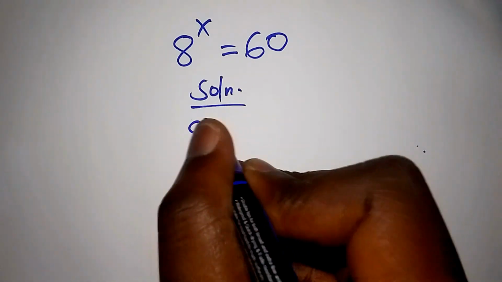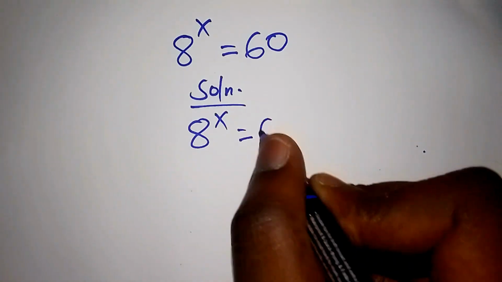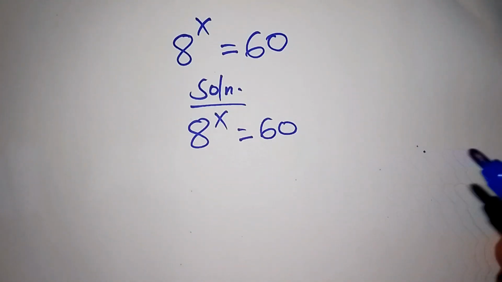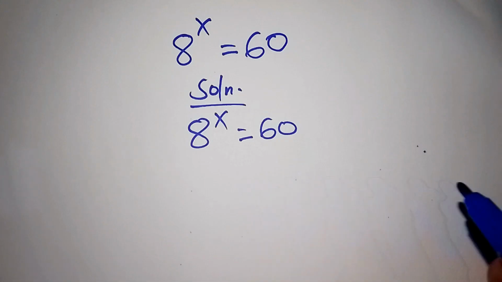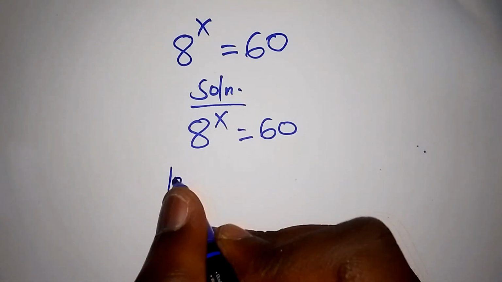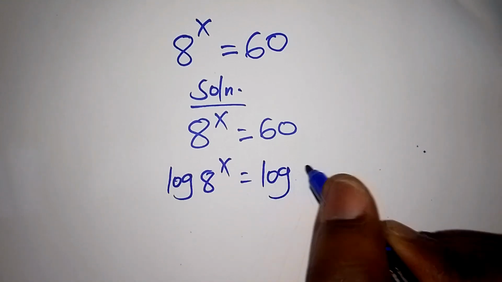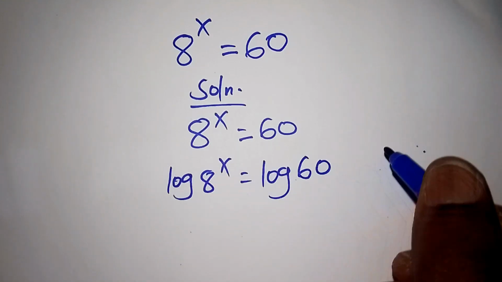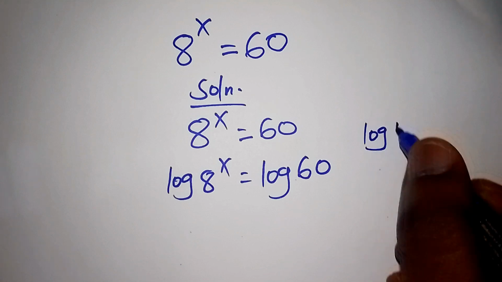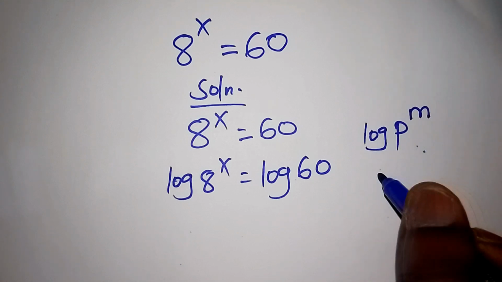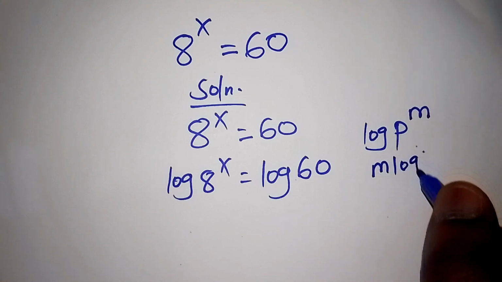So we have 8 to the power of x is equal to 60. So now, how do we solve for the value of x? The first thing that we need to do is introduce the log on both sides. So now we shall have the log of 8 to the power of x is equal to the log of 60. Now, when we have the log of p to the power of m, this can also be written as m times the log of p.